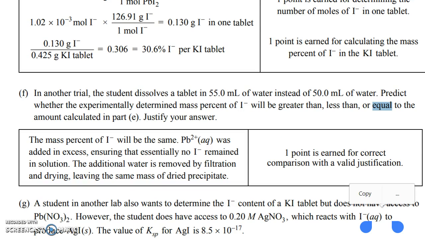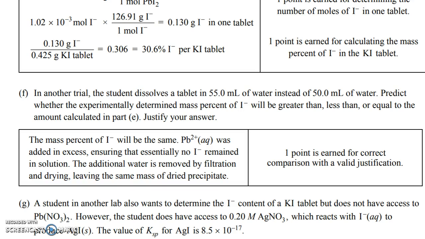All right. Now, here is also an equilibrium question at the same time. So they added some equilibrium here as well. It says a student in another lab wants to determine the iodide content of KI, but doesn't have access to lead nitrate. So they don't have lead nitrate. However, the student does have access to silver nitrate, which reacts with iodide and still precipitates out, and the value for the Ksp for AgI, though, is 8.5 times 10 to the negative 17.